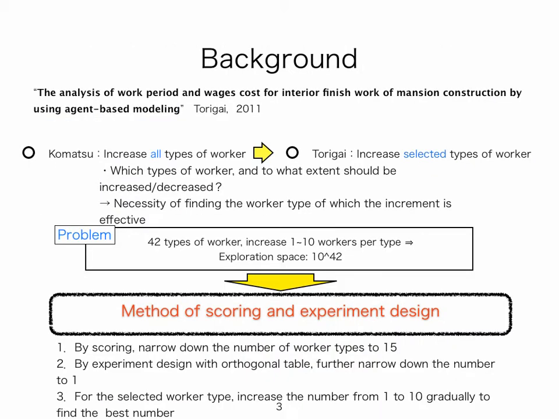From this background, in previous work, Mr. Toligai modeled the interior finished work based on a real case study. Then he discussed the possible improvement of cost and work period simultaneously by increasing the number of selected types of workers. From the simulation result, we could see that this experiment design could improve the trade-off indicators simultaneously. However, the usefulness of this experiment design is not discussed yet, and whether it could be applied in other cases is unknown.